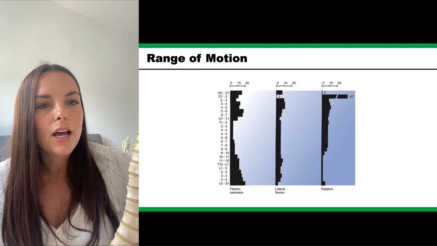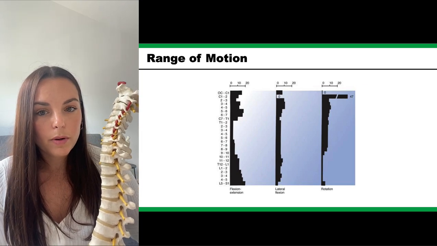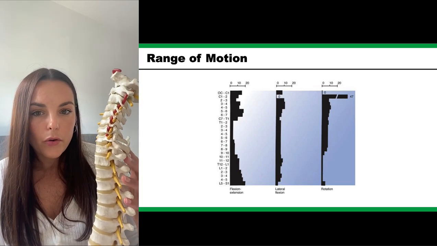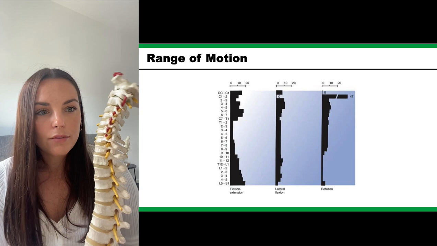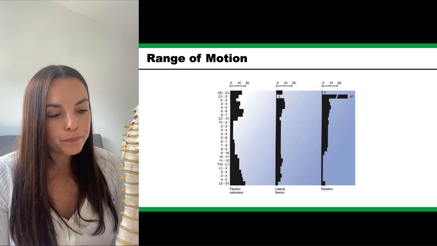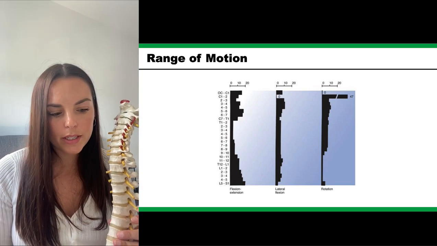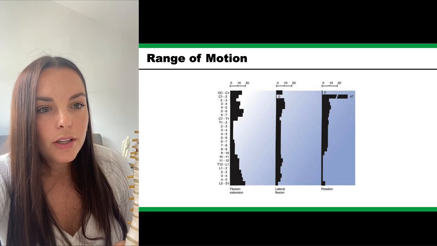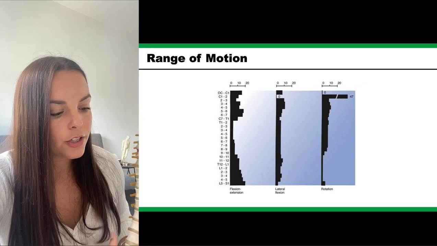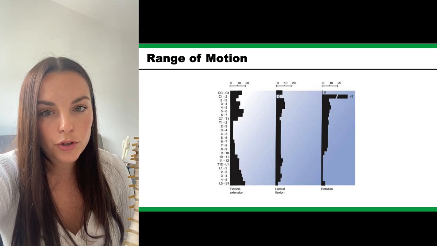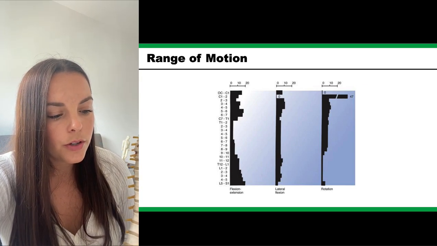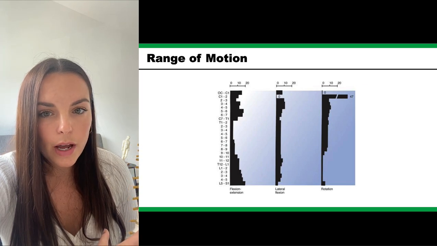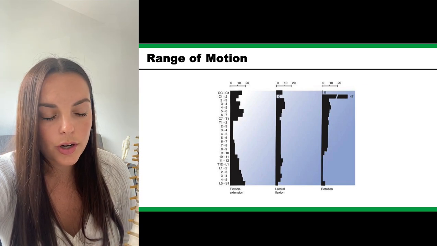So let's have a look now at the different movements of the spinal column and which areas of the spine really allow for these different actions. We've got 3 columns here. The first one is looking at flexion and extension. The next one is looking at lateral flexion. And then we have rotation of the trunk. So these are the 3 different axes that our trunk moves on.